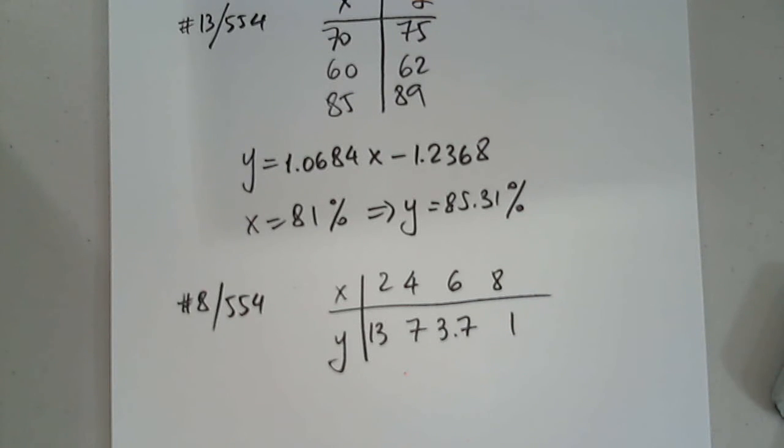So go to stats and edit, enter, clear L1, clear L2, clear, and we have 2, 4, 6, 8 for X, and exactly the same order, 13, 7, 3.7, and 1.